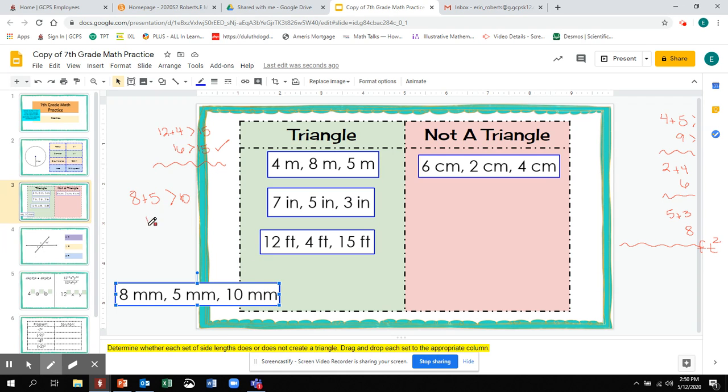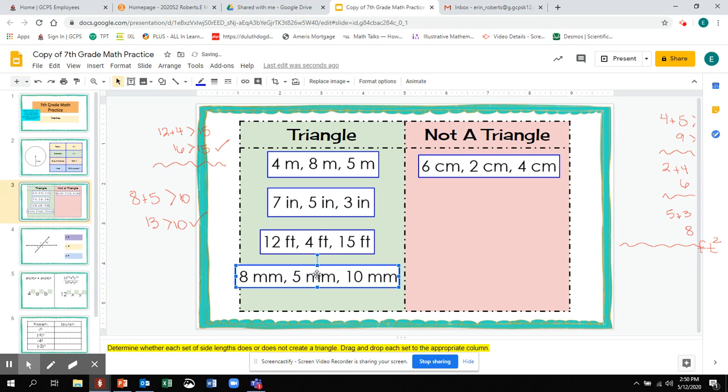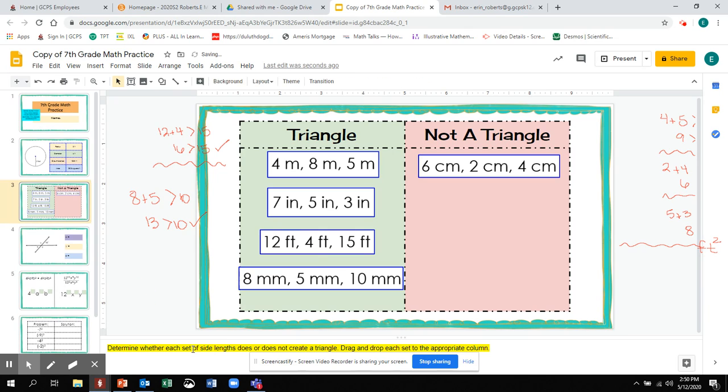Now I'm going to add 8 plus 5 gives me 13, and then I ask myself, is 13 greater than 10? Well, yes, 13 is greater than 10, so that means these side lengths also create a triangle. So for this problem, the only one that did not create a triangle was 6, 2, and 4.